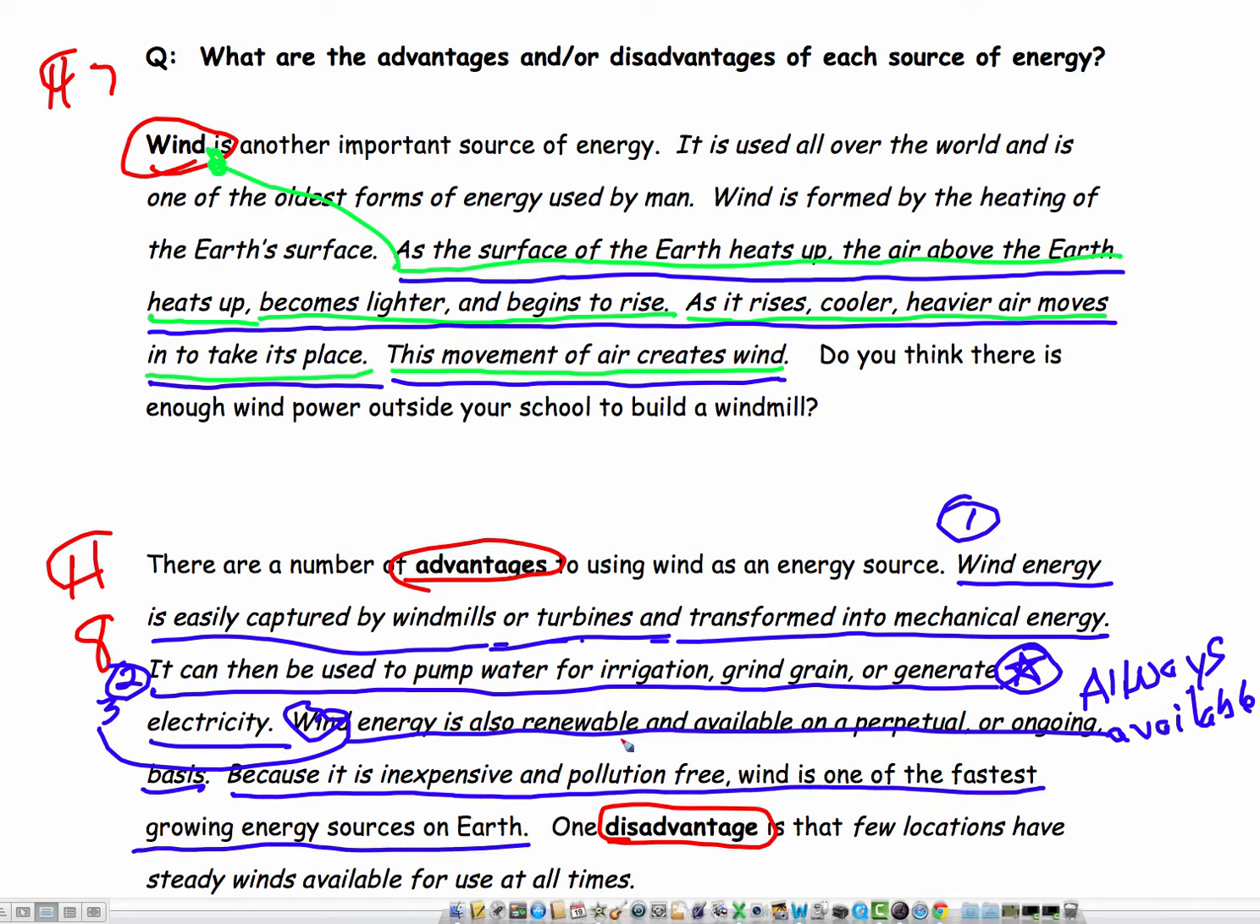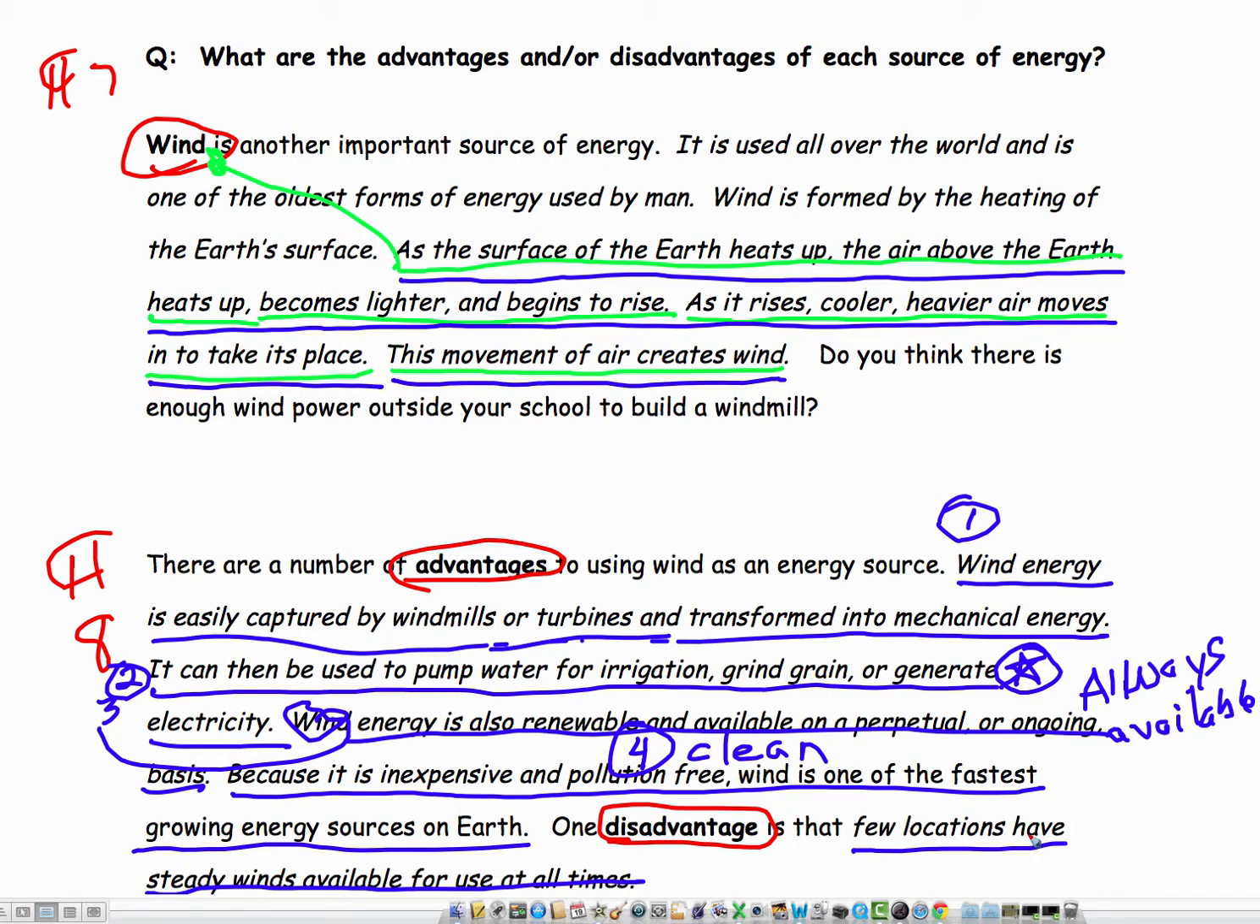So, we also have a fourth reason here. It's clean. And it's inexpensive. As a matter of fact, it's free. Now, the hardware to get it working is not free. But now there's one disadvantage. And that one disadvantage is only a few locations have steady winds available all the time. So in those locations, they are really great locations to have wind turbines located.